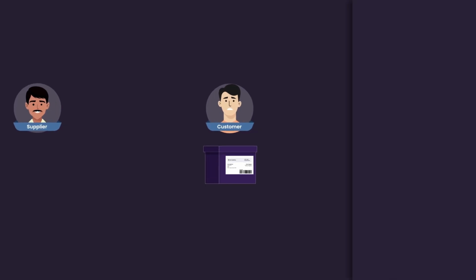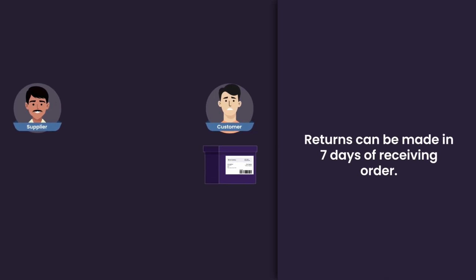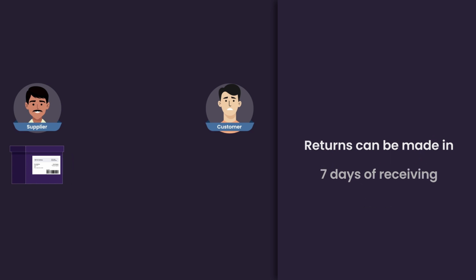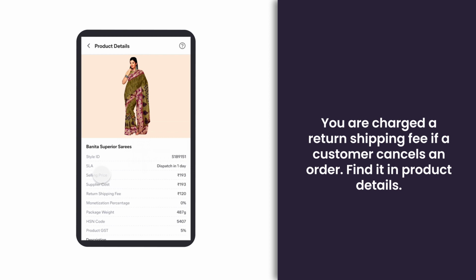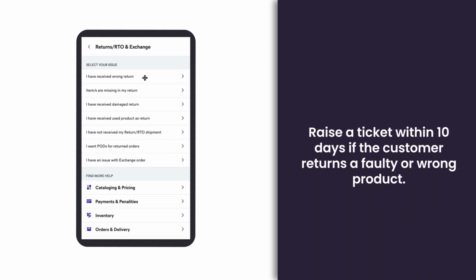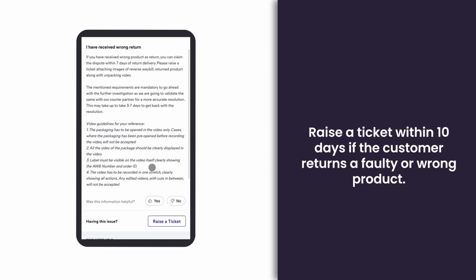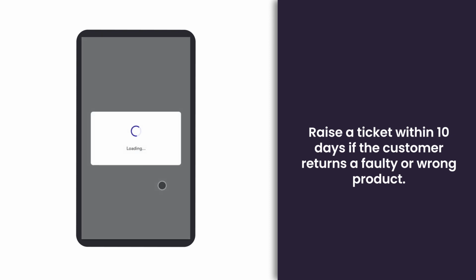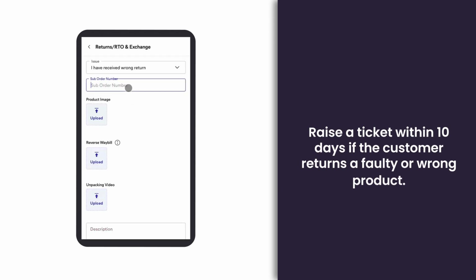Returns. If a customer is not satisfied with your product, he can initiate a return within 7 days of receiving the order. Shipping charges are applicable in case of a return. You can check the return shipping charges in your product details. If the customer returns a faulty or wrong product to you, then you can raise a ticket to us within 10 days of receiving the return using the Support tab in the admin panel.